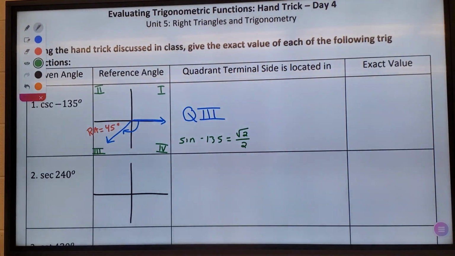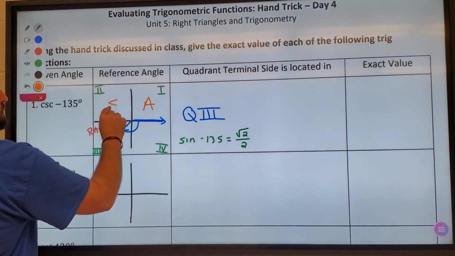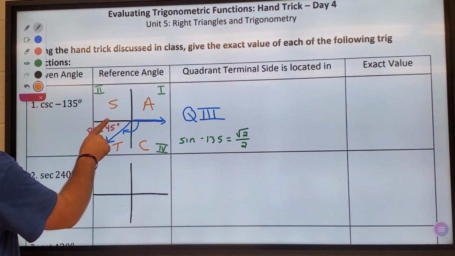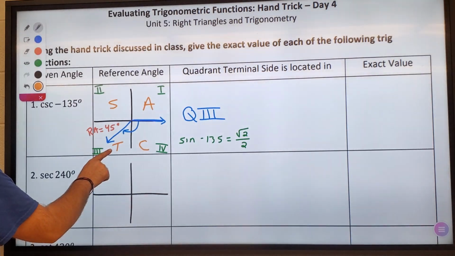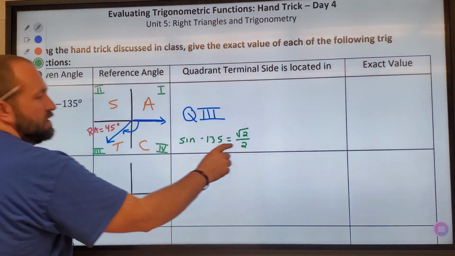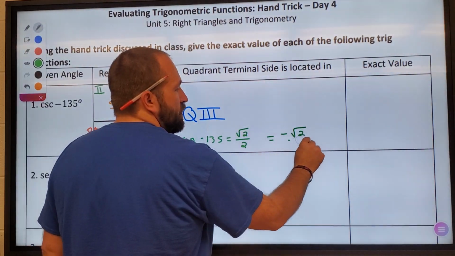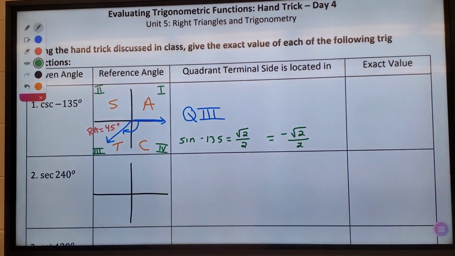Okay, now checking the sign on this, it is in quadrant 3, and if we remember, it's all students take calculus. The only function in quadrant 3 that is positive would be tangent. So therefore, this is actually going to be equal to negative square root of 2 over 2. Okay, that is the value of sine. If we were looking for sine of negative 135 degrees, that would be our answer.